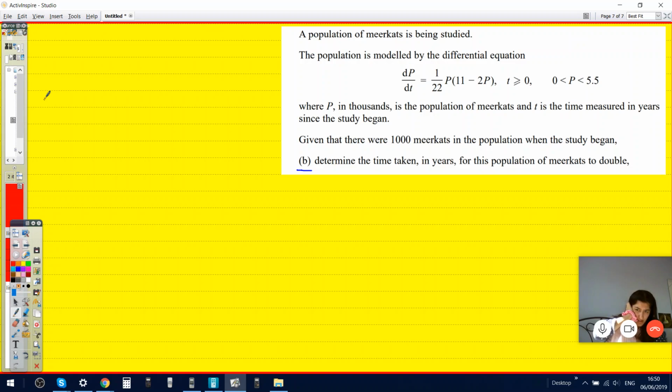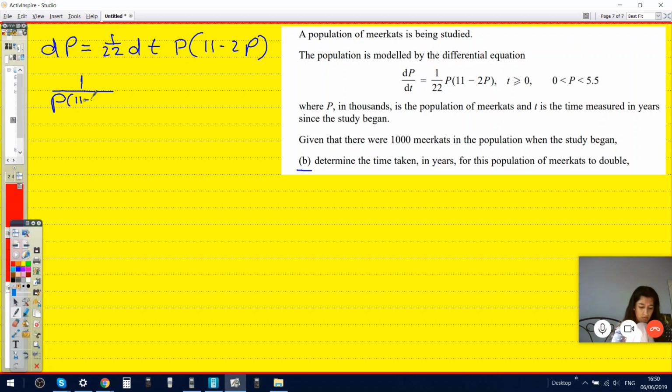I don't know how to integrate that. Times both sides by 22. Okay. Or, tell you what, times both sides by dt. Don't know if this is the easiest way to do it. Okay, 1 over 22p times 11 minus 2p dt. Yeah, what's next? Get all the p's into the same side. Yeah. So divide by p times 11 minus 2p. Yeah. Equals 1 over 22 dt. Yeah. And then? Well, you got me, I don't know. Integrate both sides.